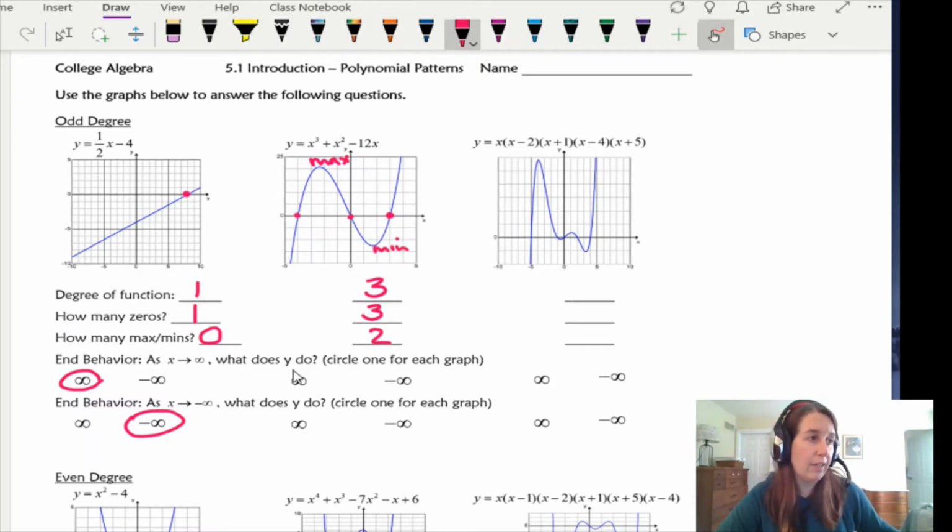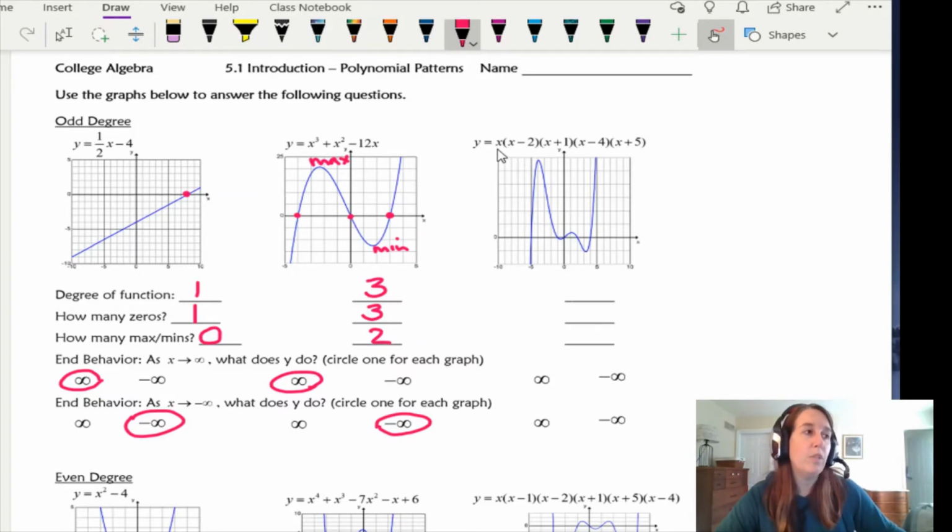All right, now let's look at what's called end behavior, okay? End behavior. As x approaches infinity, the x is getting bigger, what's the y doing? Okay, see how it's going up there? That's positive infinity. As x approaches negative infinity, what's the graph doing? What's the y doing? It's going towards negative infinity, okay? Hopefully you start to see some patterns in these graphs, in these odd degrees.